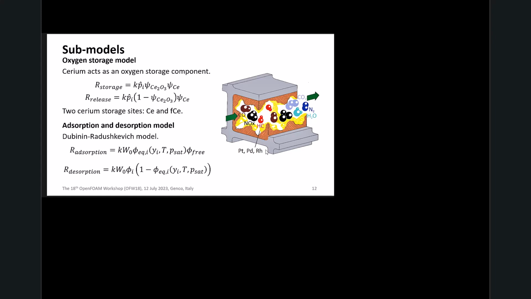When zeolite material is present at low temperature, the phenomenon of adsorption and desorption of some chemical species is typical, for example water or unburned hydrocarbons. To model this phenomenon, the Dubinin-Radushkevich model is used, in which we have adsorption when the mass of the adsorbed species is lower than the equilibrium mass, which depends on the local concentration of the chemical species, on the temperature, and also on the saturation pressure.